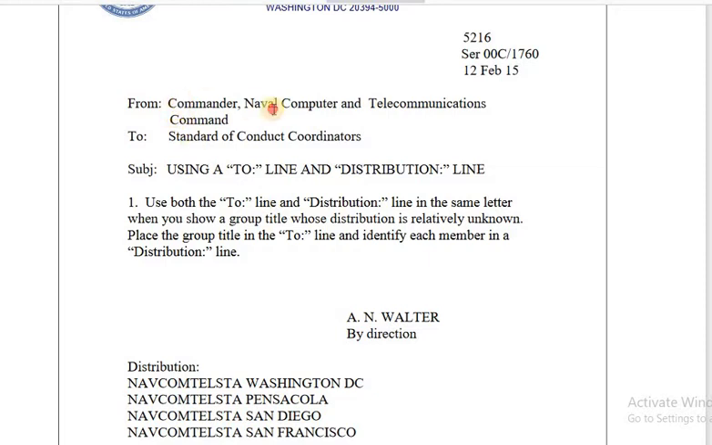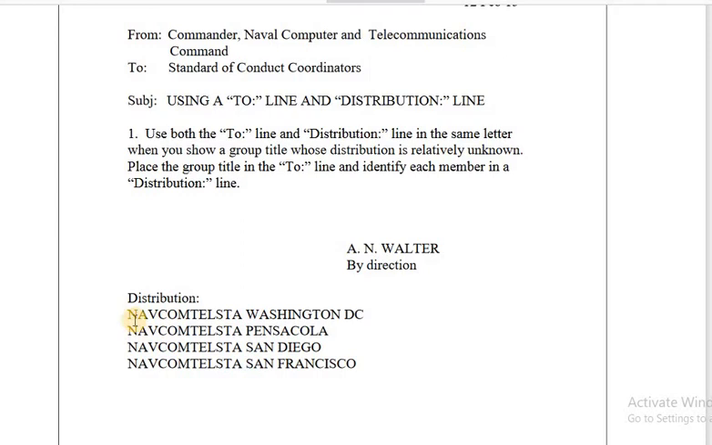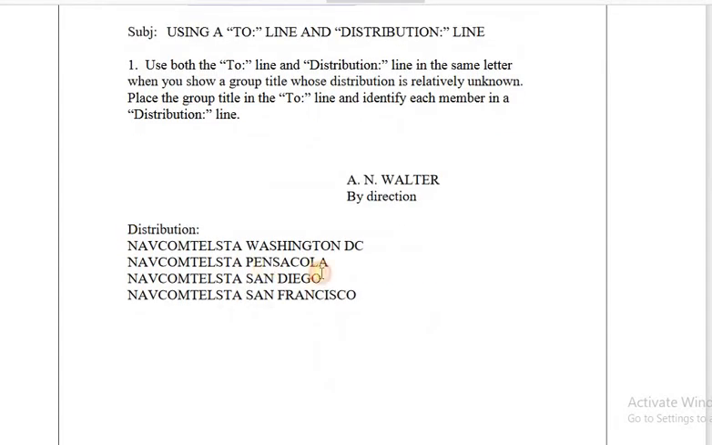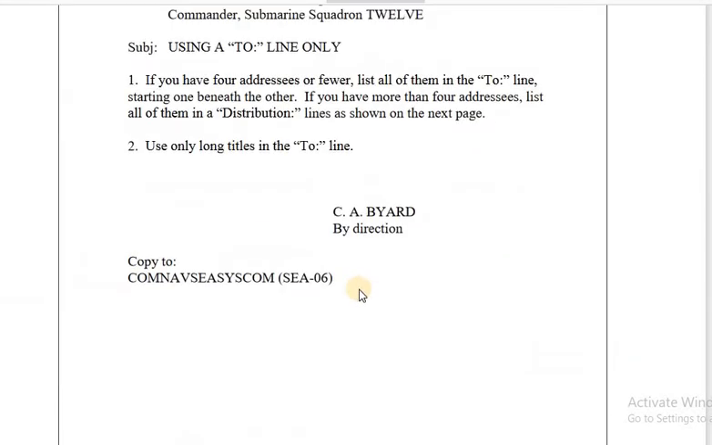Let's see, so from, to, standard of conduct coordinators. So I'm reading this as I know the title, but I don't know who exactly the person is. And then the distribution looks like that's the command. So Washington, Pensacola, San Diego, San Francisco. Ooh, man, it'd be nice to be stationed in San Francisco. And yeah, so they're going to the conduct coordinators and distribution. Those are the commands that those coordinators work at.